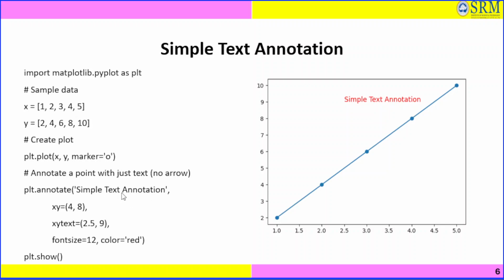Whatever we pass inside the single quotes will be displayed as the text annotation. And xy is equal to (4, 8), so the annotation starts at this place, 4, 8. The text annotation starts from 2.5, 9. So from 2.5 here and 9 is here. From 2.5, 9, the text is displayed. The font size is 12 and the color of the font is red. So this is the output for this program.